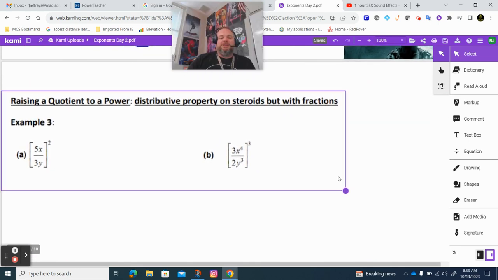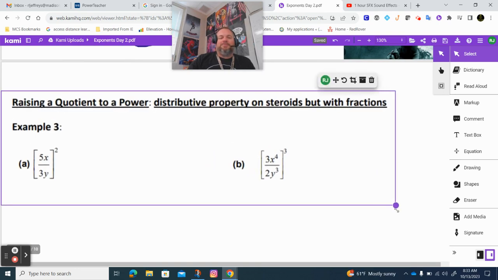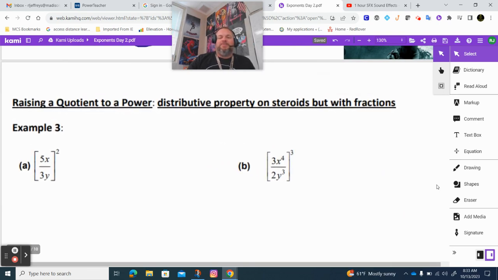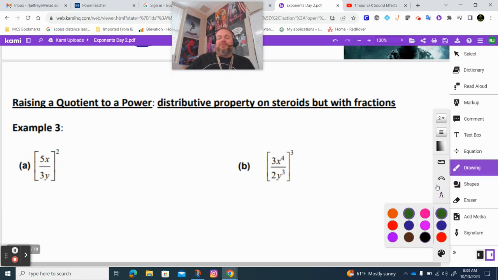Raising a quotient to a power is basically a distributive property on steroids, but with fractions. That's the best way I could come up with it. Y'all would not want the math nerd version. I read the math nerd version 6 times and I still had the who-farted face. All right.